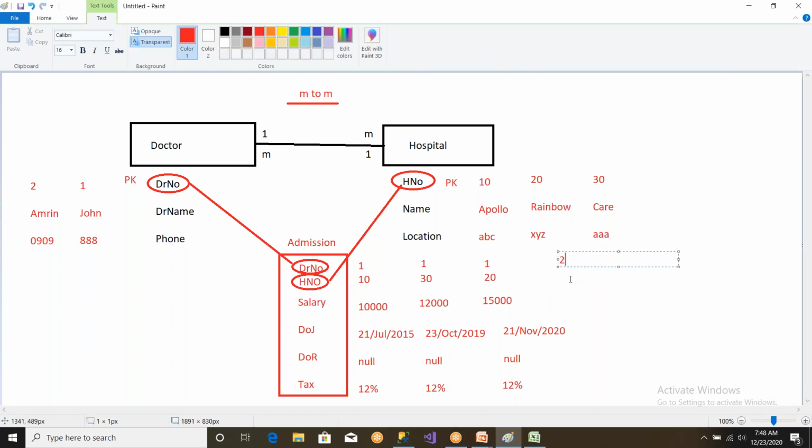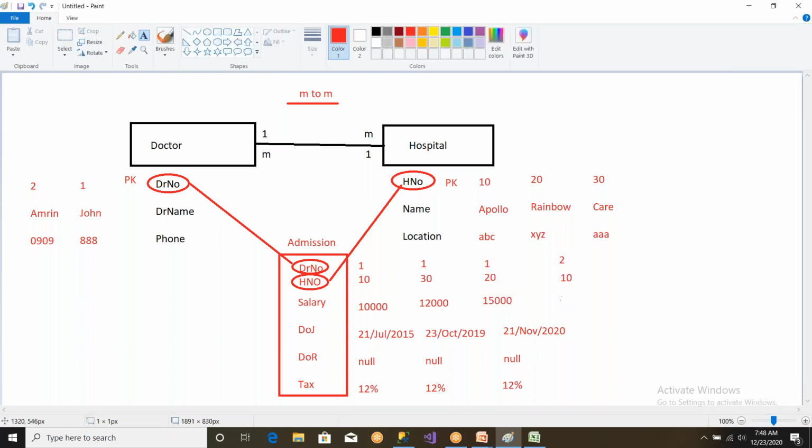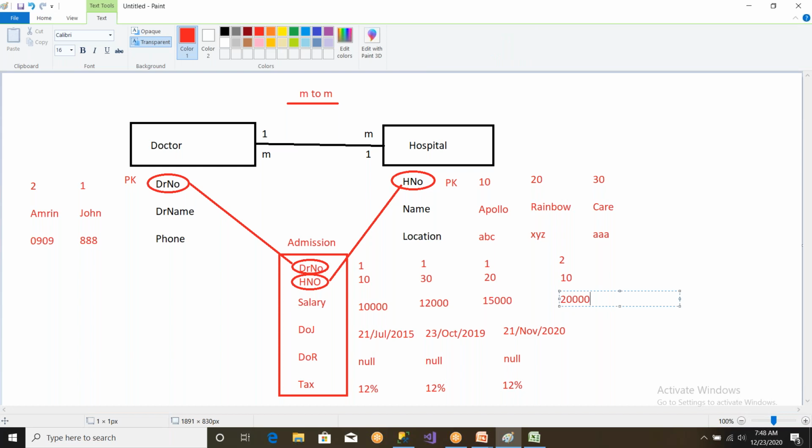So like that, the next doctor is Amrin. Amrin number is 2. Amrin is also working for Apollo Hospital 10, and she's getting 20,000 salary as a gynecologist, and she has joined, let us say, on 14th of August in 2018. She joined in this hospital. She's still working because date of relieving is null, and she has to pay only 10% because she's a gynecologist, and government of India has given some consideration.